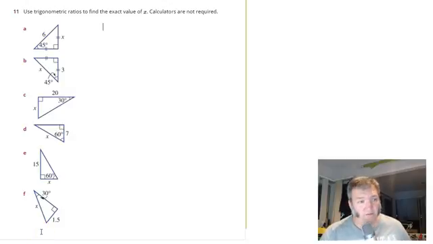All right, so some trig ratio questions here. Interestingly, we've got to find exact values. I'm excited because I like finding exact values. It's one of the more fun things we do in maths. There are quite a few, of course. But what do we notice here? Well, they're all angles inside right-angled triangles.